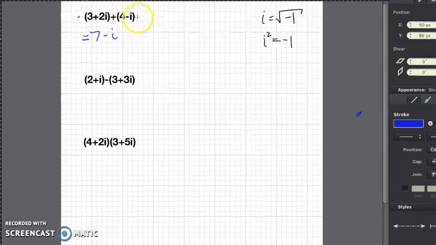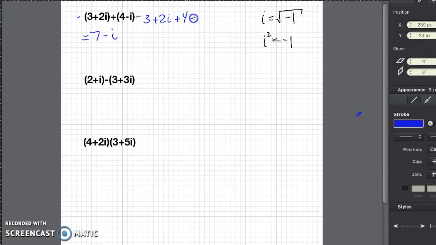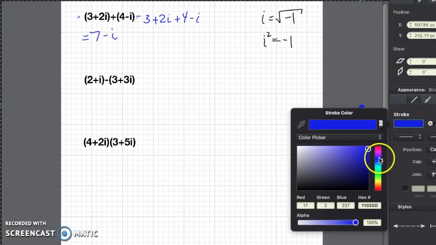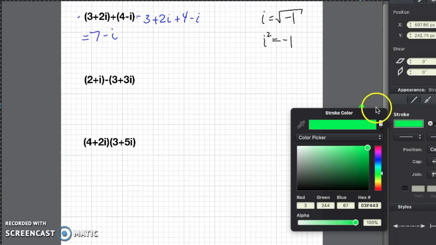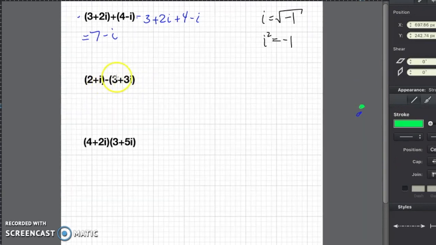Okay? So again, I'm just combining like terms, and if you want to see it maybe written out a little bit more, I could do that. Plus 4 minus i, and I combine like terms, and there you go. Okay, so let's look at one a little different. This one has a minus, not a problem. Minusing these two things. Do one extra step, not a problem.